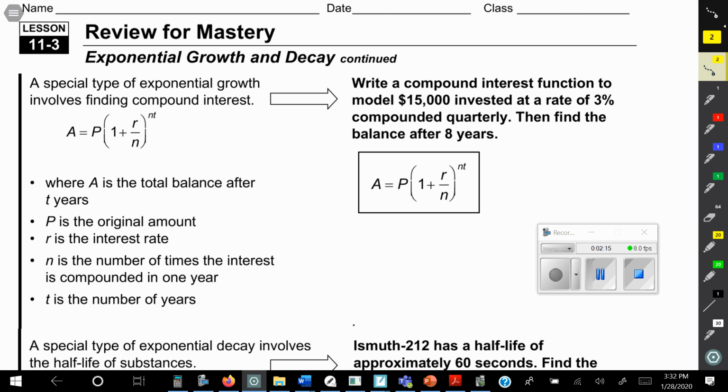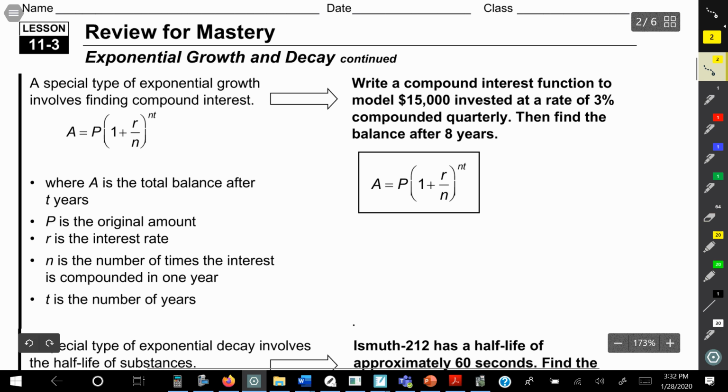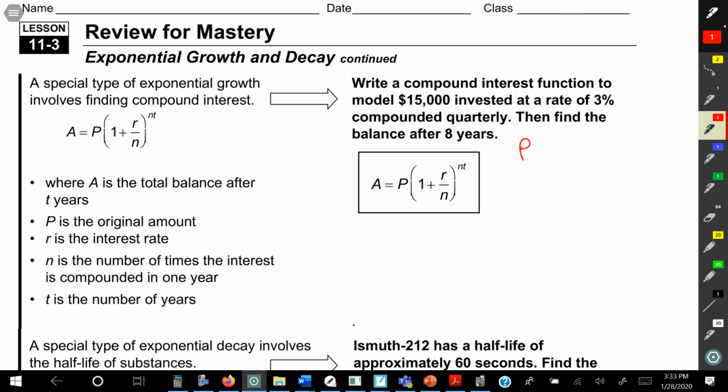The first thing you want to do is read the problem and determine which piece is which. So I'm going to start off and list everything here. I need to know what the principal is, what the rate is, what the n is, and what the time is. These are the things I need to know.